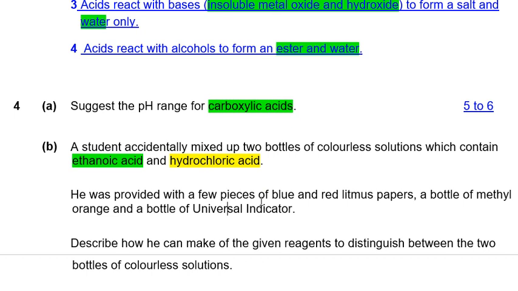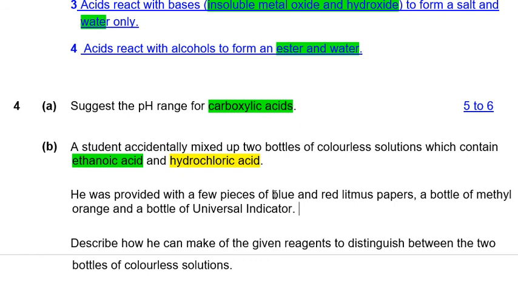Provided with a few pieces of blue and red litmus paper, a bottle of methyl orange, and a bottle of universal indicator. Describe how he can make use of the given reagents to distinguish between the 2 bottles of colorless solution. So how can I differentiate and find out which one is ethanoic acid, which one is hydrochloric acid out of these? Now if you think about it, first thing first, you need to understand that ethanoic acid, like what we have just explained previously, is a weak acid, pH 5 to 6. Hydrochloric acid, on the other hand, is a strong acid, pH about 1 to 2.